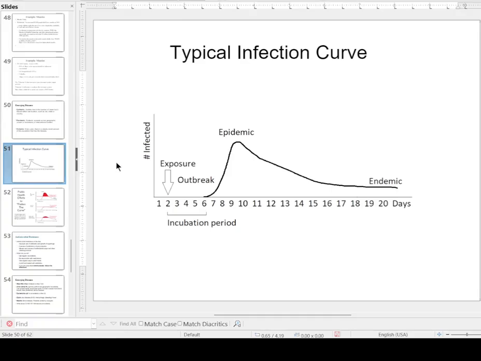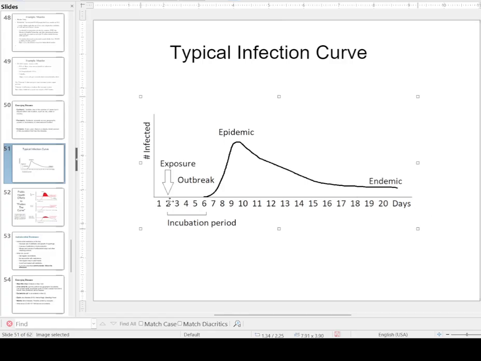A typical epidemic curve or infection curve is like this. These days, number of days is completely arbitrary. This is a hypothetical imaginary disease. It's not meant to be any specific disease. You don't have to memorize numbers. It's just the labels here. So again, the height of the graph is how many people were infected, and the horizontal axis is time.